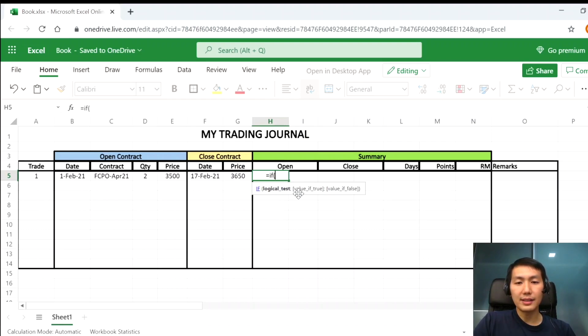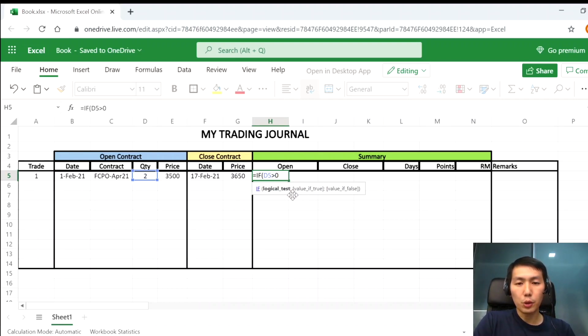Here we can see that there are three sections. The first is the logical test, which is the condition that you want to program. If this happens, then it would be this, and otherwise it would be the other thing. Here we want to put in the quantity. If the quantity that we have entered is positive, here we put more than 0. Now we want to move to the next section.